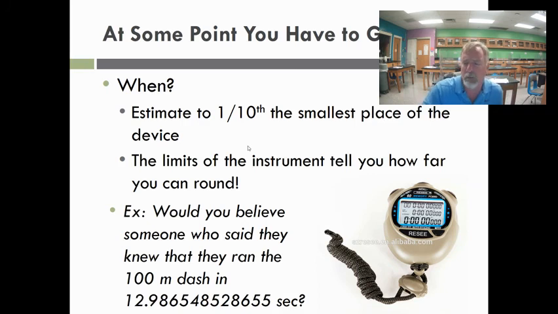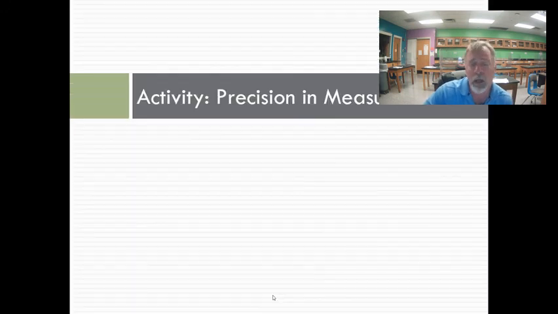So we already talked about a stopwatch measuring to about 1/100th of a second. Would you believe somebody who said they could run the 100-meter dash in 12.98654852865 seconds? Well, geez, I'd hope not. Our tool doesn't measure that precisely. That's a heck of a guess to go to that many decimal places when our tool can only tell us it's 12.98, 12.99, 12.97. It can't tell us all those additional levels of precision. So our precision is based on how good our instrument is. Tomorrow we'll have an activity that will demonstrate some of that.